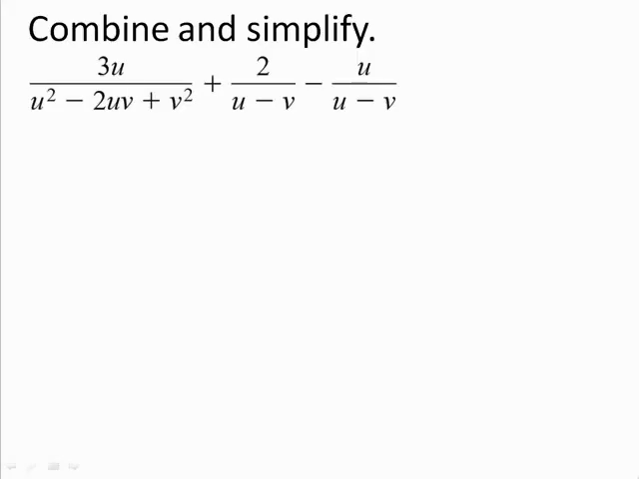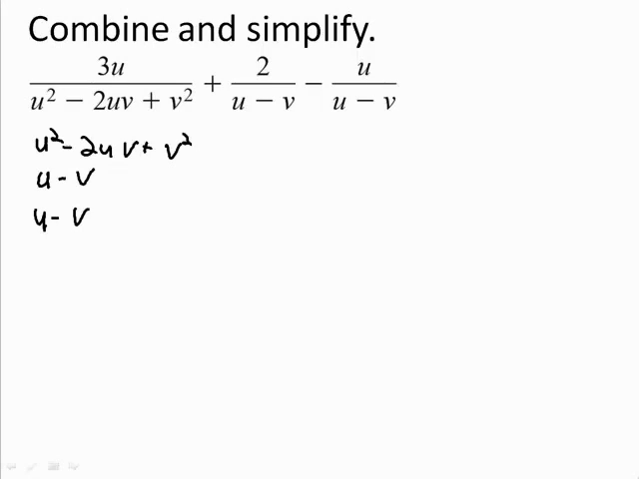Combine and simplify. 3u divided by the quantity u squared minus 2uv plus v squared, plus 2 divided by the quantity u minus v, minus u divided by the quantity u minus v. Find the least common denominator. The least common denominator is the least common multiple of the three denominators. The three denominators are u squared minus 2uv plus v squared, u minus v, and u minus v.